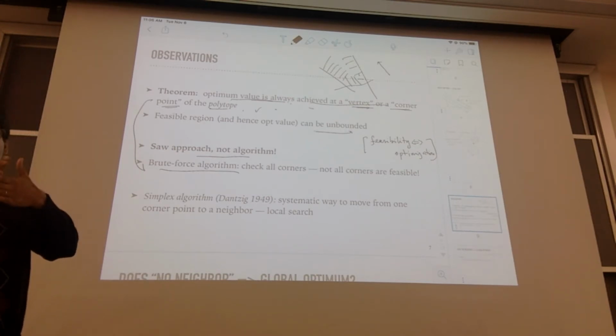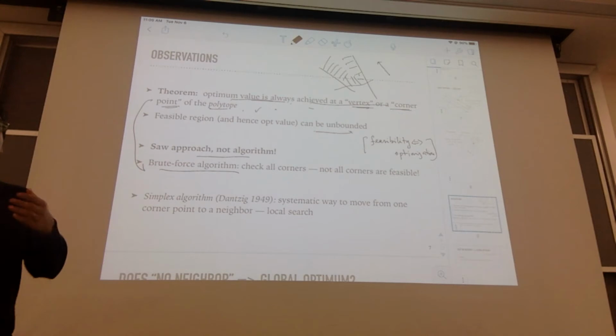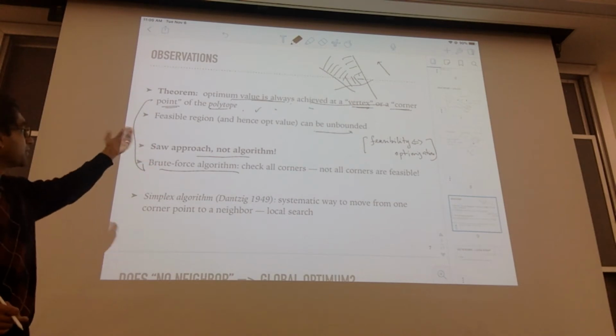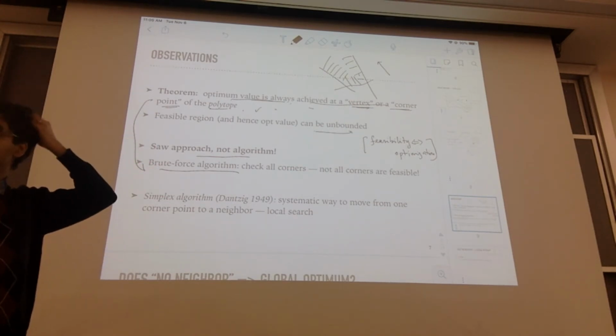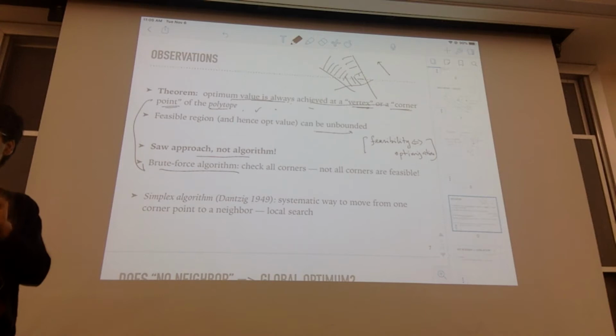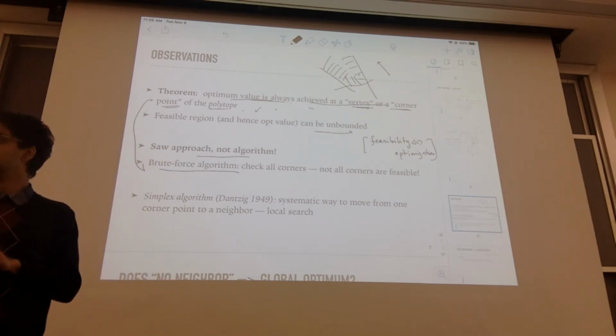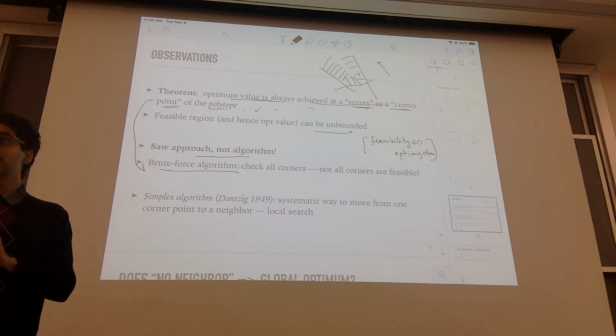I mean, there is a coordinate that achieves the minimum value. So one possible naive approach could be: find all the coordinates. Check which one achieves the smallest value. But there's something you've got to be careful about, which is that not all corners are feasible. Can someone think of why?